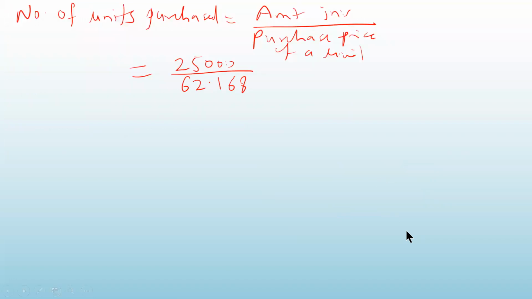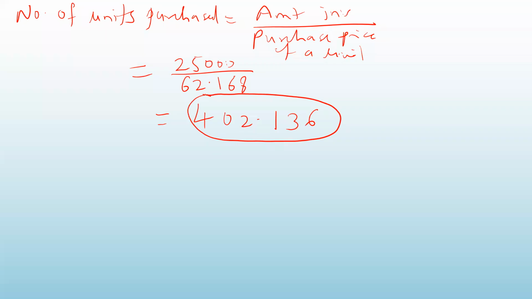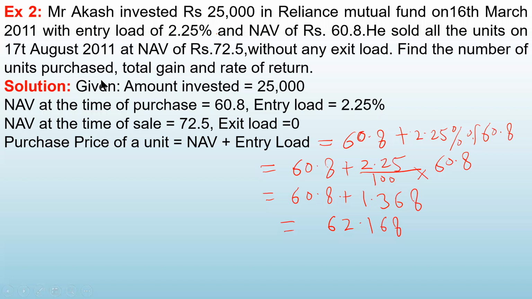So the number of units purchased is equal to 25,000 divided by 62.168. That gives you 402.136. As I told you, you have to take 3 decimal places. So these many units are purchased, 402.136. Okay. So we have found out the number of units purchased. What is the other thing?